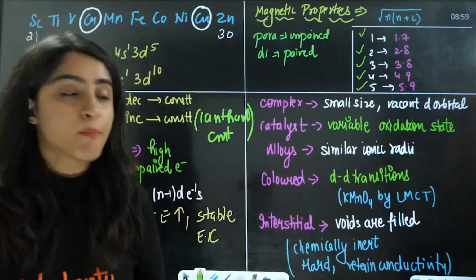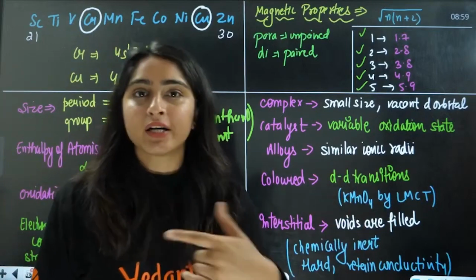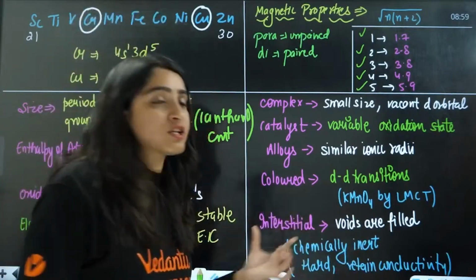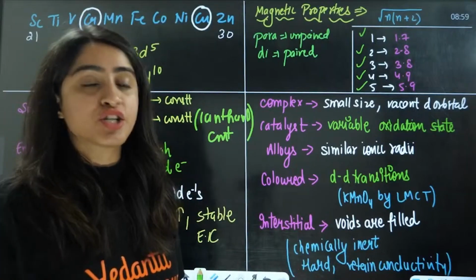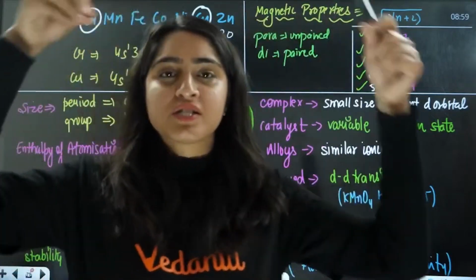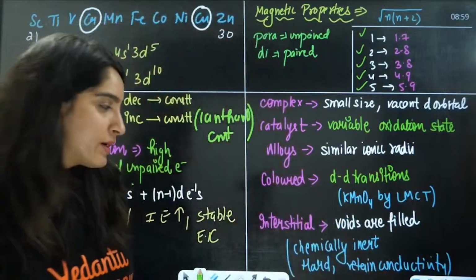Why do they show colored compounds? Because of d-d transition, except for KMnO4, which forms colored compounds due to LMCT, that is charge transfer. Next is interstitial compounds. Why do they form interstitial compounds? Because voids are filled. They have spaces between them that are filled by some small metals or non-metals.